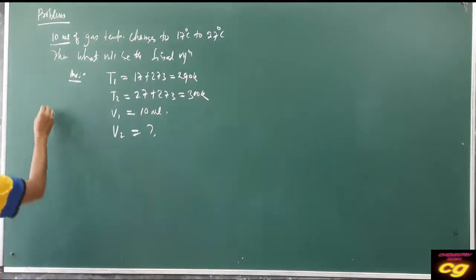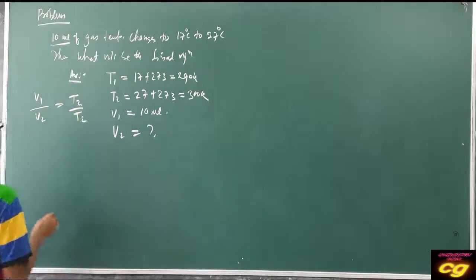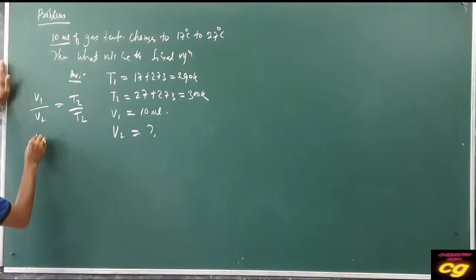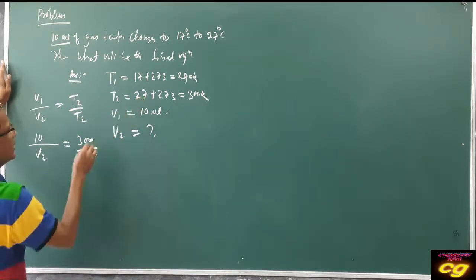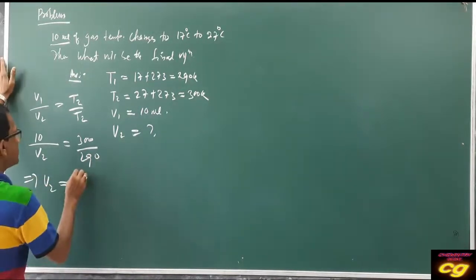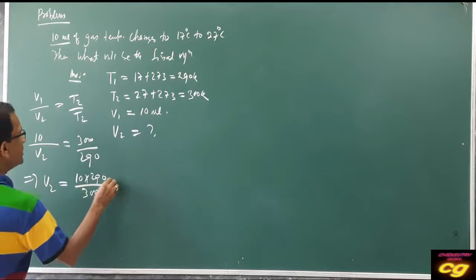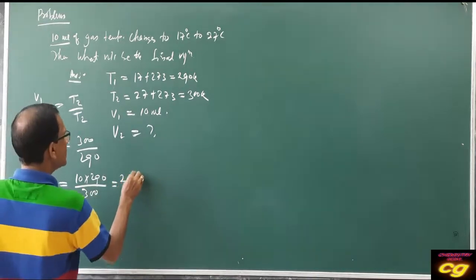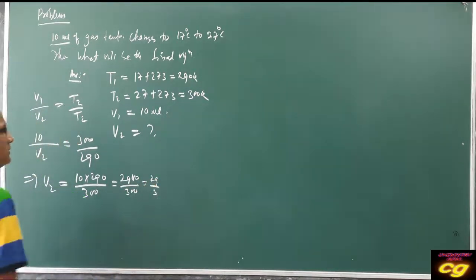You apply the formula. What? V1 by V2 is equal to T1 by T2. Here V1 is 10 ml. So 10 by V2, and T2 is 300 and T1 is 290. Then what is the value of V2? V2 is equal to 10 into 290 by 300. That is 2900 by 300, that is 29 by 3. How much is coming?